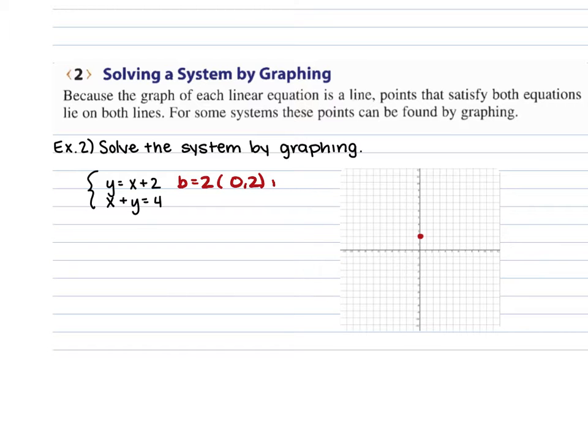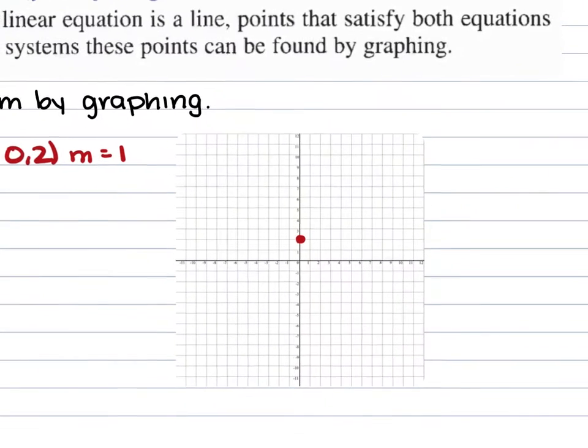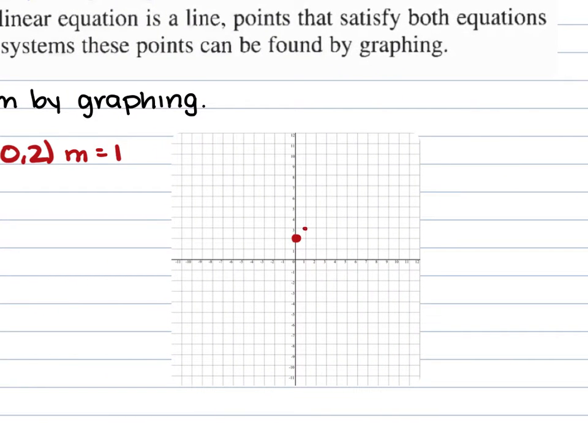From there, our slope is 1, so we're going to go up 1, to the right 1, up 1, to the right 1. And we're going to continue this to go through the entire coordinate plane to draw our line through these points. Now, the reason why I do this and I extend these points throughout the entire coordinate plane is so that way I can make sure that the lines where they cross are giving me a specific ordered pair.